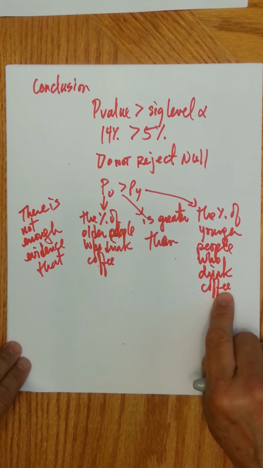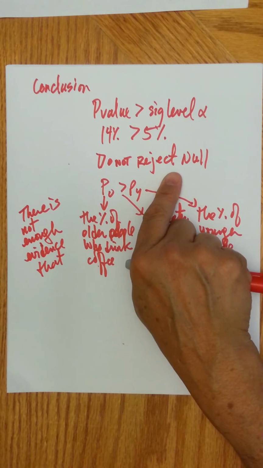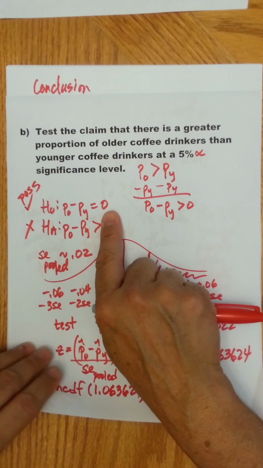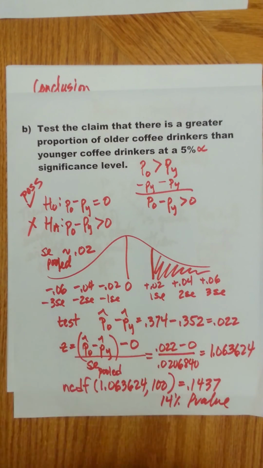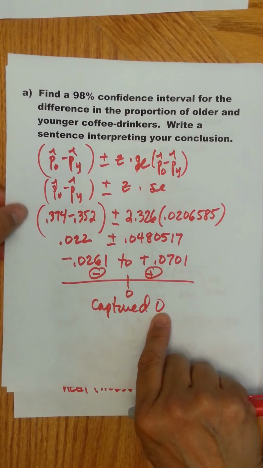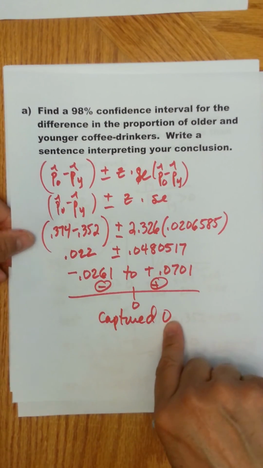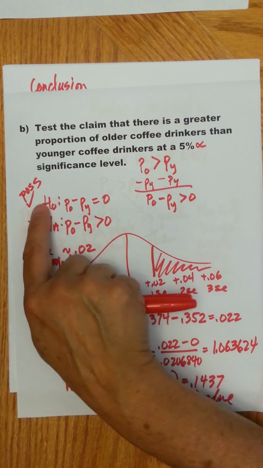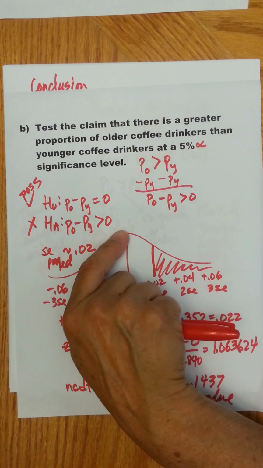And hopefully you can see the tie-in that you did not reject your null. Your null says that the difference is 0. And if we look back, if I can find it, we had captured 0 in our confidence interval. We captured 0. So honestly, when we had done our confidence interval and we knew we captured 0, I already knew in advance that 0 was possible, so I was not going to reject the null. And therefore, there was not enough evidence for the alternative.